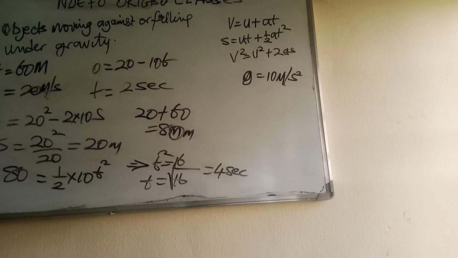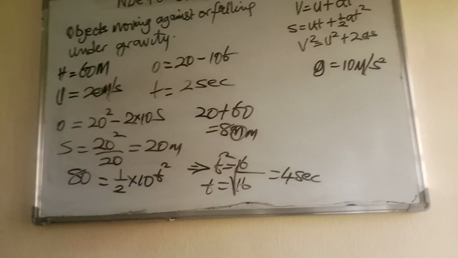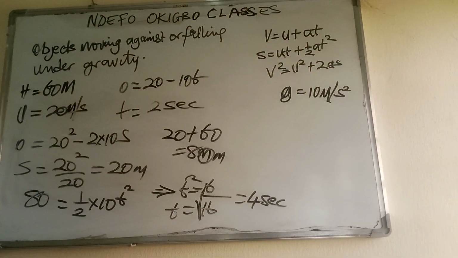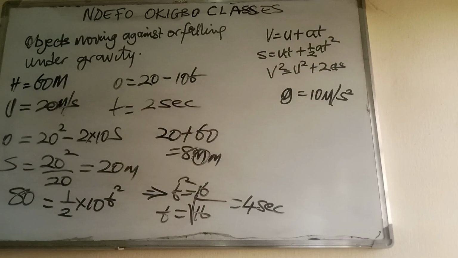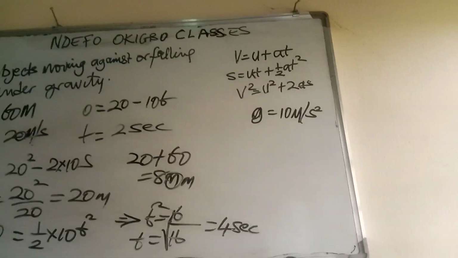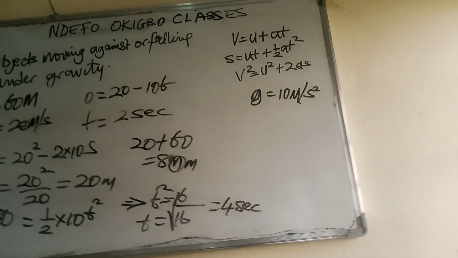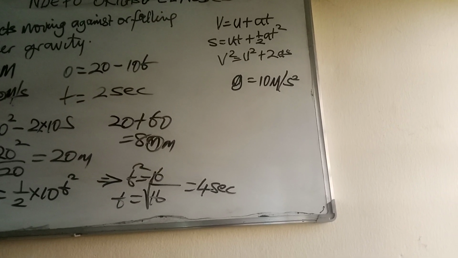So the total time for the stone to return to the ground, that's the time from the top of the tower, going up and coming down, will be 4 plus 2, because he used 2 seconds to get to the highest height, plus the time he used to reach the ground, which is 4. 2 plus 4, that is 6.